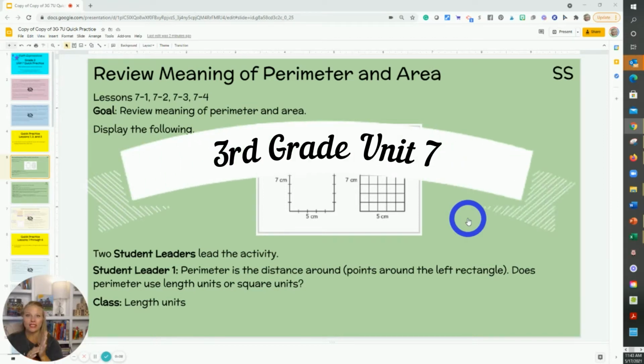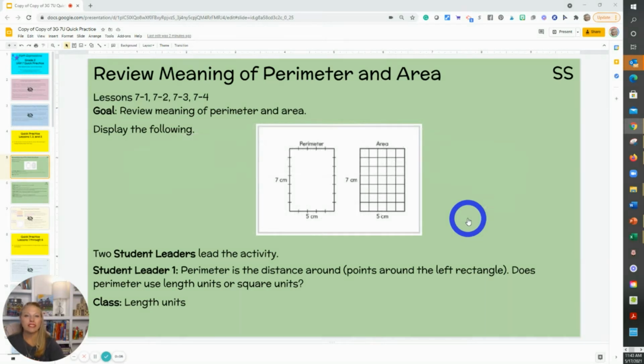Hey y'all, so let's dive into grade 3, unit 7. We're revisiting area and perimeter, which are really big priority standards for third grade. And so this is a great time in this unit now to revisit that learning and to really build procedural fluency with those two skills.